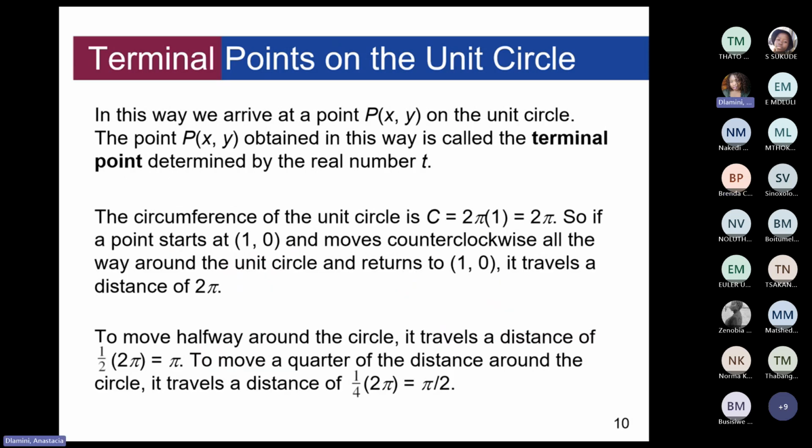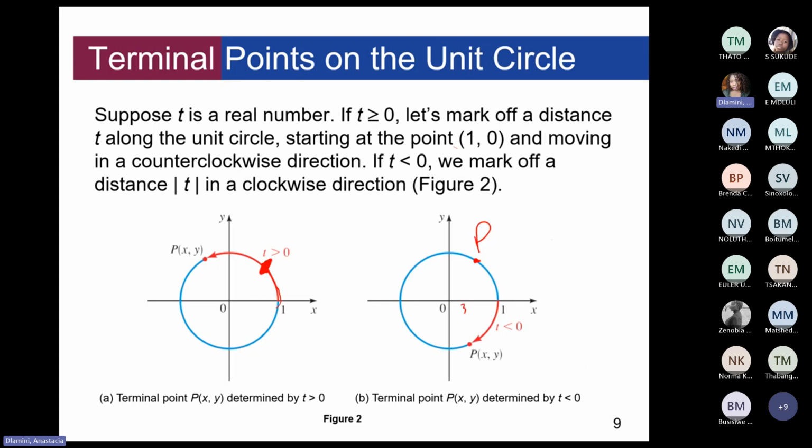Yes. So they say in this way we arrive at the point. And remember that point has an x and y value on the unit circle. The point P(x, y), which has a coordinate of x, y, obtained in this way is called the terminal point determined by the real number t. That's why in your assignment it says determine the terminal point P determined by the values of t, and they say t is equal to pi over 2, pi over 6, and pi over what. Are we all together?